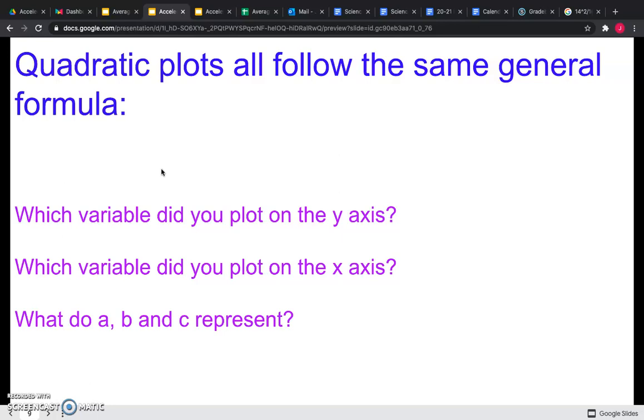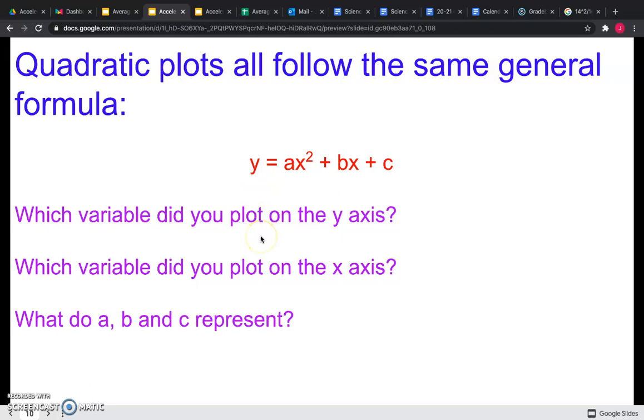Remember that quadratic graphs all follow the same general formula, and it looks kind of like this. So this is sort of like y equals mx plus b for quadratic graphs. This formula goes y equals ax squared plus bx plus c. And so then what we're going to do is turn this into a plot for position versus time, kind of like we did with the y equals mx plus b in the toy car lab.